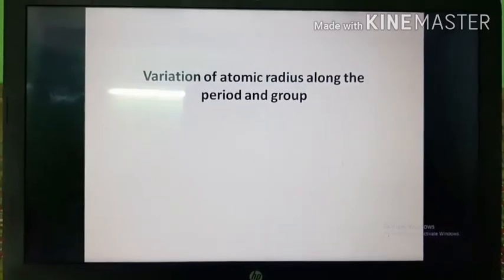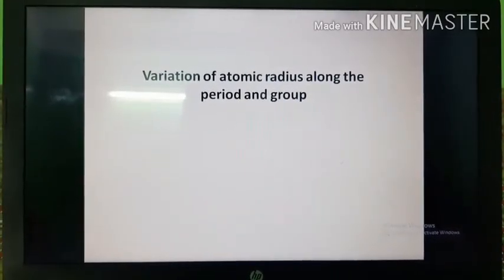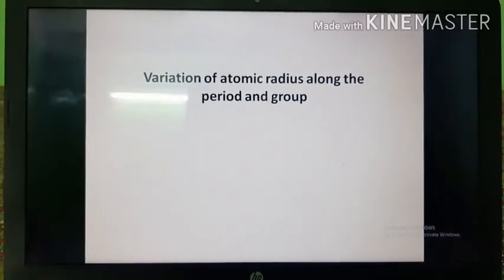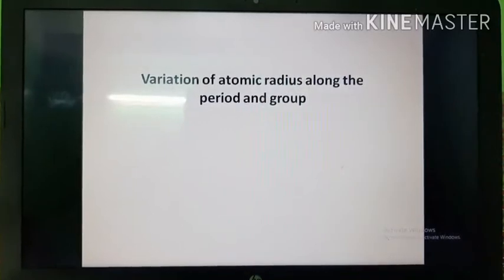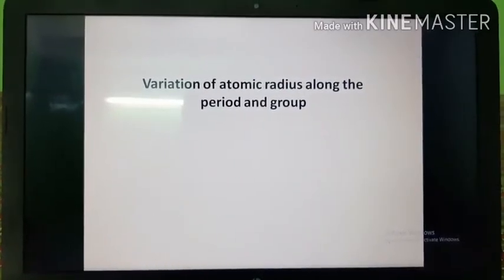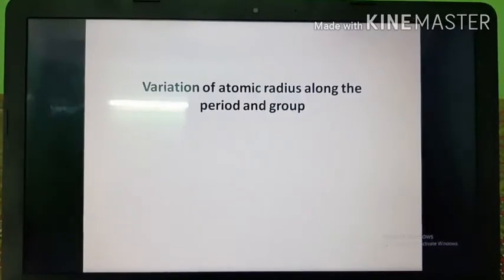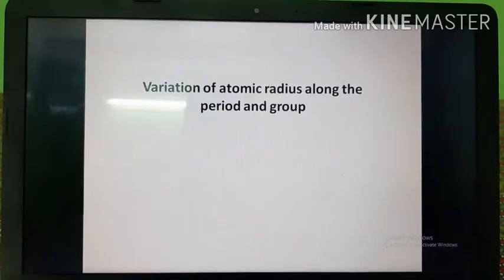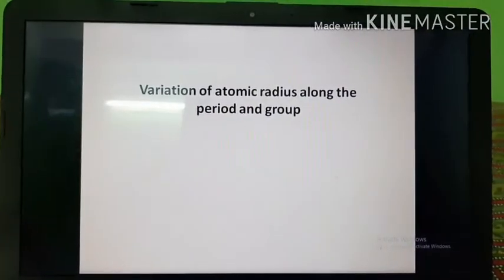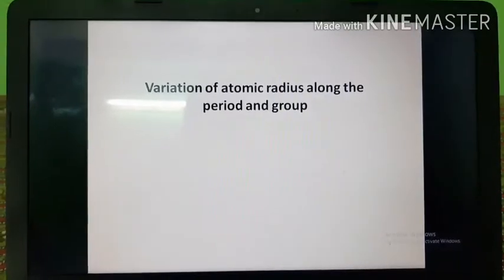Why? While we are moving from left to right in a period, the atomic number increases by 1 unit, but the last electron enters into the same subshell. So as the nuclear charge, or the number of protons in the nucleus, increases, the last shell of a particular atom will be attracted more strongly by the nucleus, so the atomic radius will decrease.